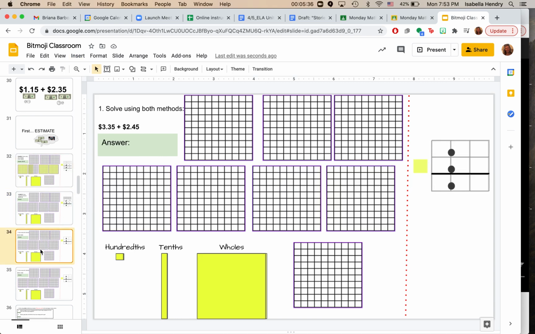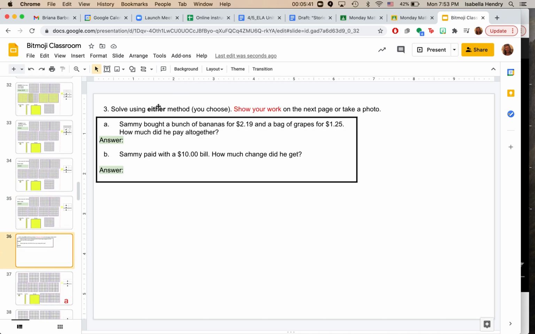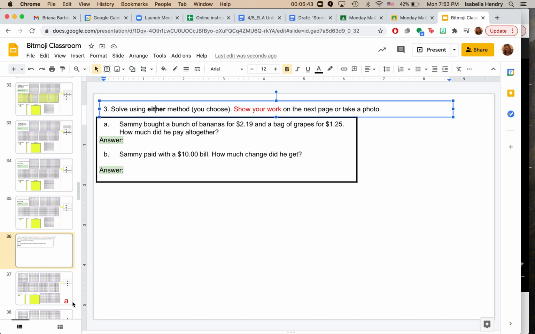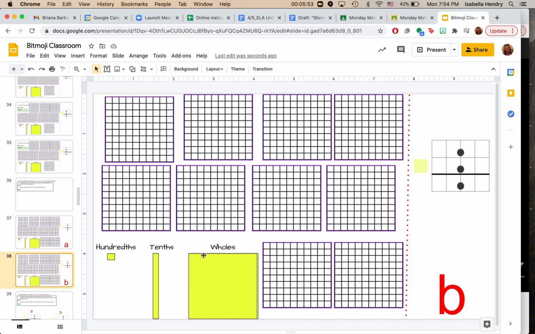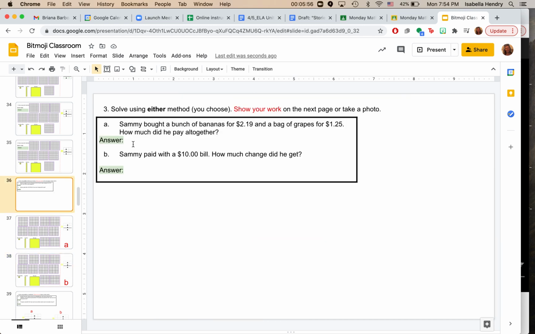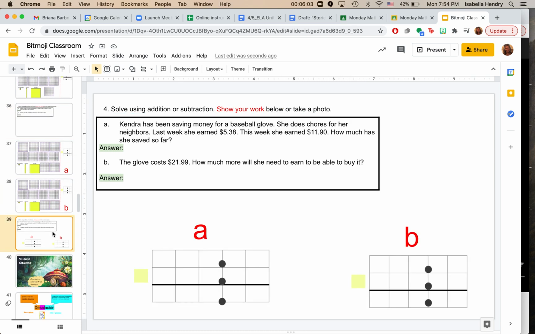Now we saw the two methods. So you're going to do problem 1, problem 2, and then problem 3, you can use either method. So you can choose on the next page for A if you want to do the blocks or you want to do the grid. For B, same thing. You can choose blocks or grid. Just make sure that you put your answer here and you show your work on these two slides. And then for the last one, you're going to use the grid method for number 4. So this one, you have to use the grid method.